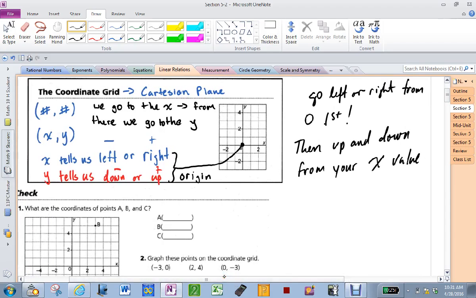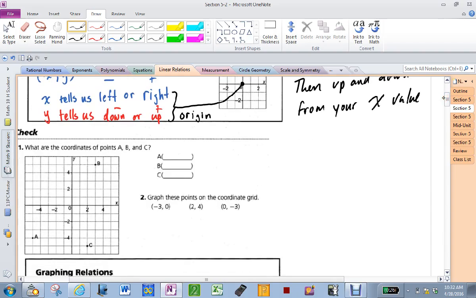On this grid here are 3 points, A, B, and C. Please tell me their address. Where do they live on the grid? Remember, you start counting from 0. You count left or right first, then up or down. So I'm going to put bigger colored dots because it's a little easier for you guys to see.